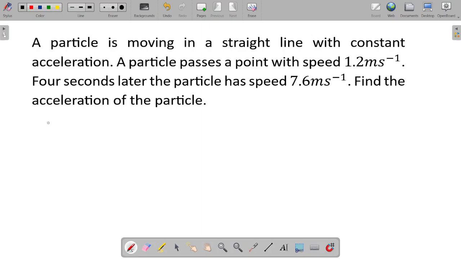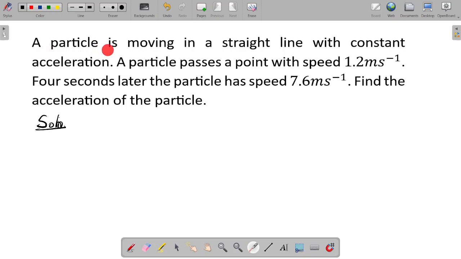Hi friends, today we are going to do a mechanics question. It is full of kinematics formulas. How to use these formulas in this equation? What are the kinematics formulas?